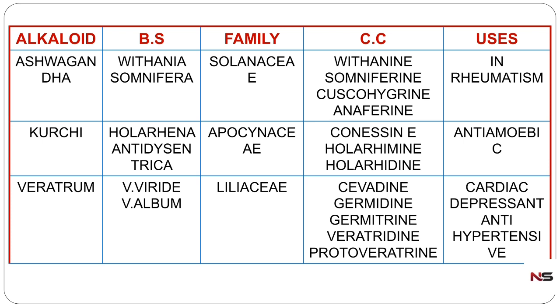The last alkaloid is veratrum. The biological source is Veratrum viride or Veratrum album. Both of them are biological sources of veratrum. They belong to the family Liliaceae. The chemical constituents are cevadine, germidine, germitrine, veratridine, and protoveratrine. These are the different chemical constituents present in veratrum.